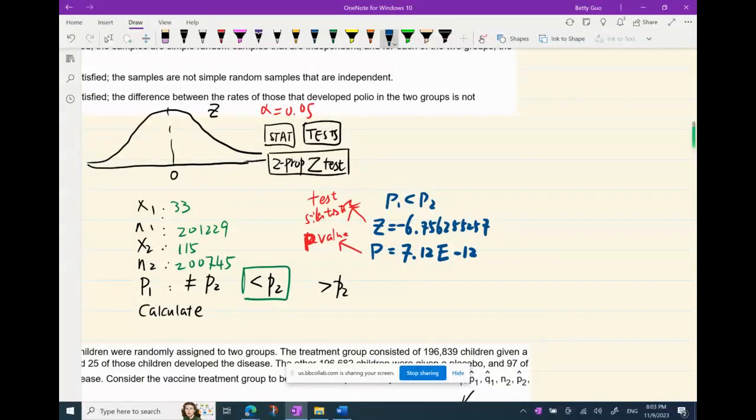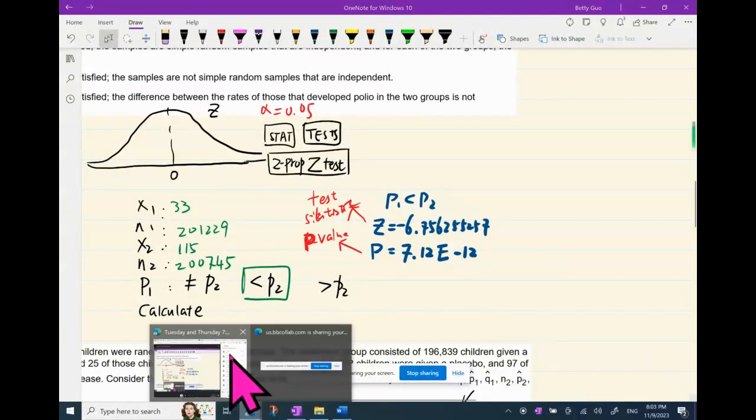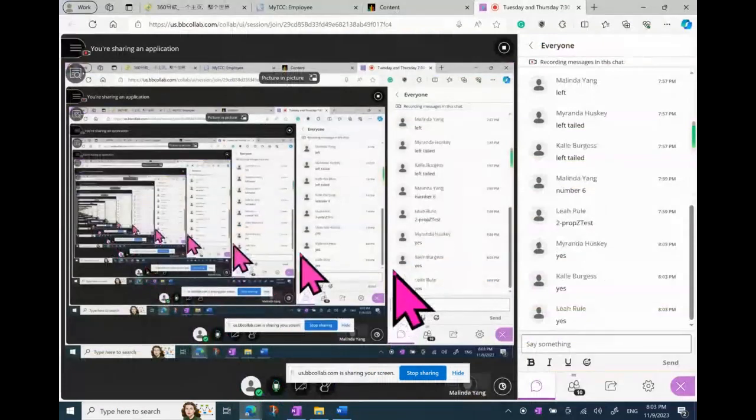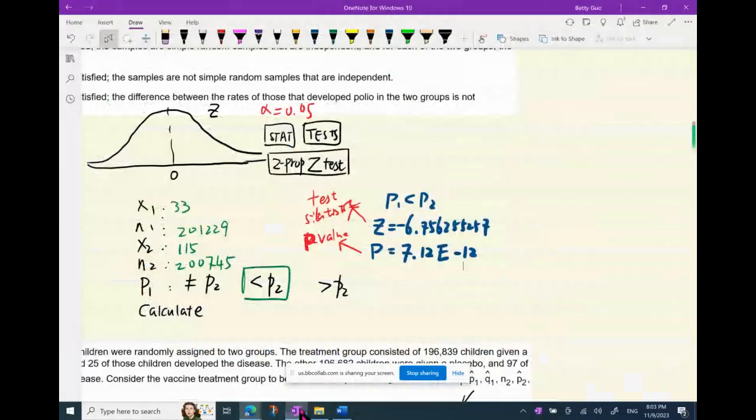I'm not going to copy everything else because we don't really need it. There are more rows, more information, but we don't need it. Here, do you have the same test statistic and p-value as me? Guys? Awesome, very good. Perfect. Even though I did not show you the calculator, I made it pretty clear what's going to be on the calculator.